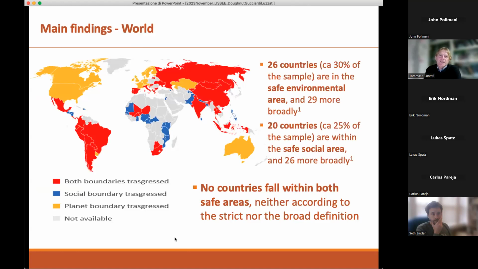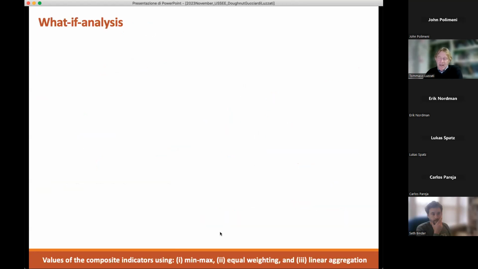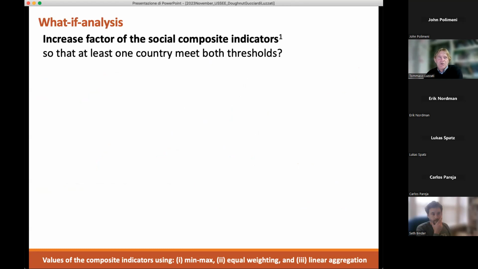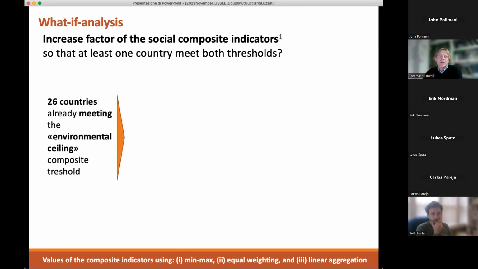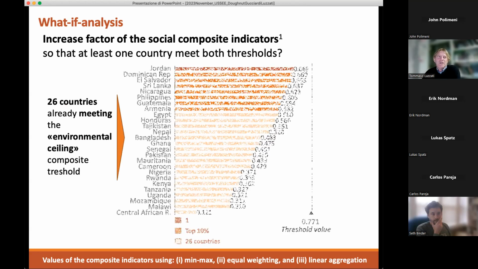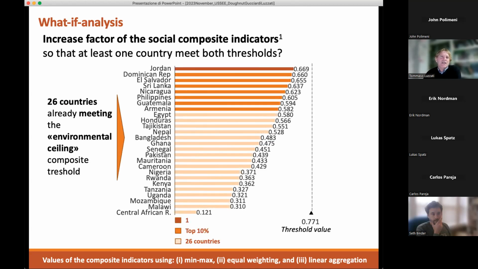And about 26 countries are in the safe environmental area, about 20 countries are in the safe social area. But this depends very much on which criterion one decides to use. And then we did some what-if analysis. So what is the increase factor in the social composite indicators so that at least one country meets both thresholds? We just had a look at the 26 countries already meeting the environmental ceilings. And we can see that Jordan is the closest.